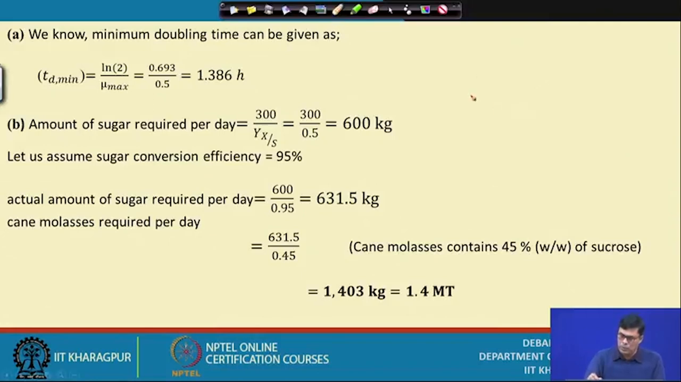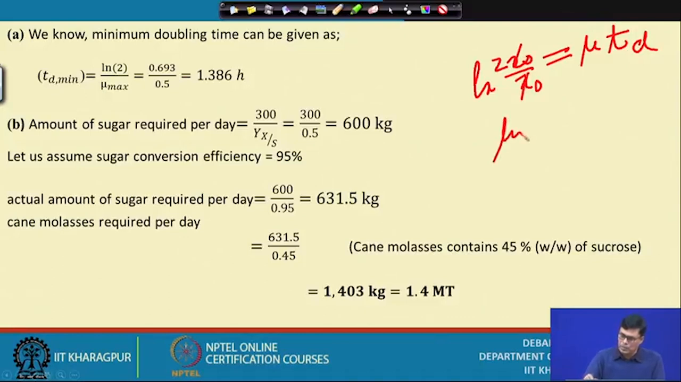We have already shown you that ln(x/x0) equals mu into T. Am I right? Doubling time means double the cell mass. So this is the doubling time. So x0 will cancel. So ln 2 by mu is the T, the doubling time.